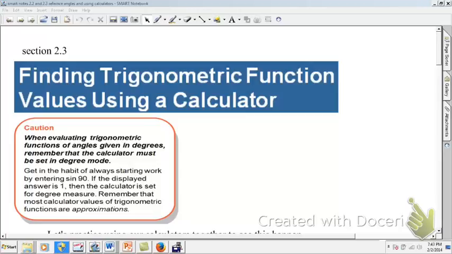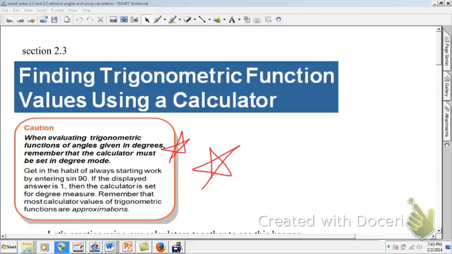Okay, welcome back. So today we are going to visit using our calculator. This is a skill that everyone would like to have. A little note from the author, I actually took this from the textbook. When evaluating trigonometric functions of angles given in degrees, make sure that your calculator mode is in degrees. Get in the habit of always starting work by entering sine of 90. If the displayed answer is 1, sine of 90 degrees is 1, then the calculator is set for degree measure.